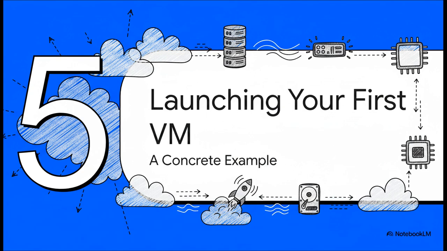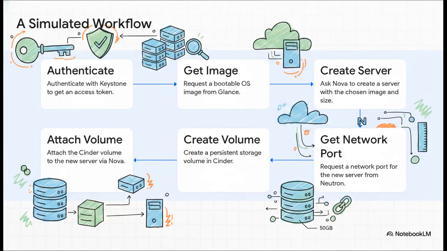Let's make this even more real. We're going to walk through the most common task in any cloud environment, launching a brand new virtual machine. This is going to show you exactly how all those services talk to each other to get the job done. Okay, imagine you're at the command line. First, you authenticate against Keystone to get a token back. That token is now your passport. You'll include it in the header of all your future requests.